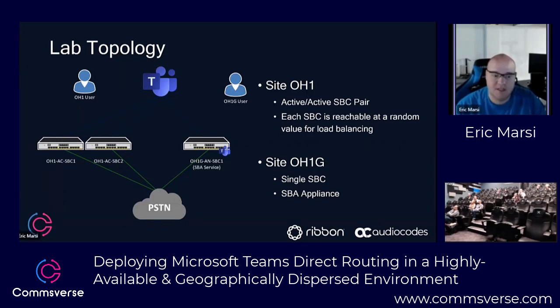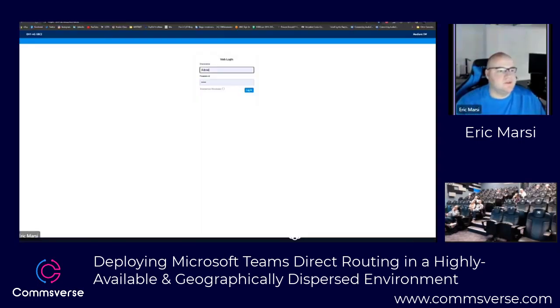It is at a random value inside of Teams. And then at site OH1G, the user has a voice routing policy assigned. It's a single SBC with the SBA appliance, and they're only able to talk to and reach that SBC. So let's go ahead and hop in here.